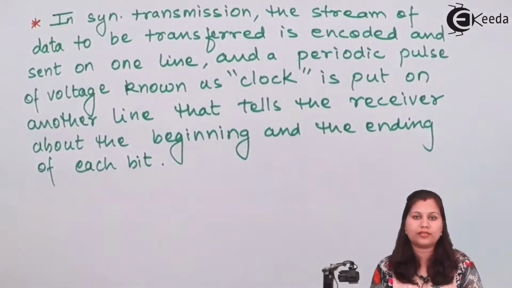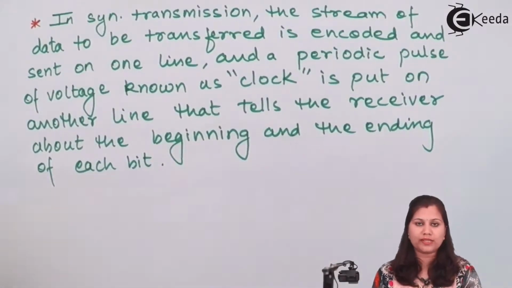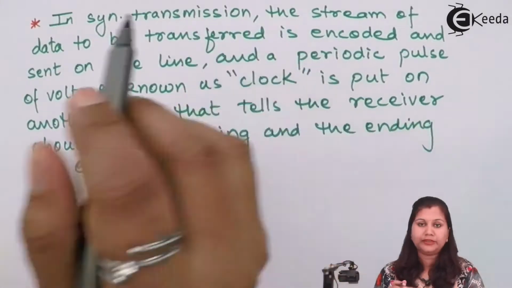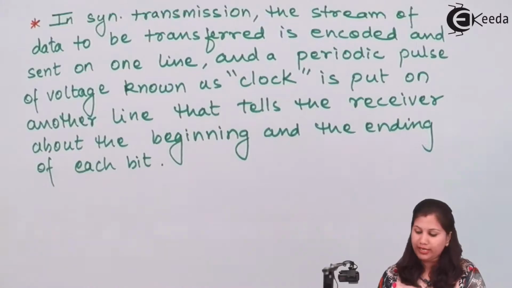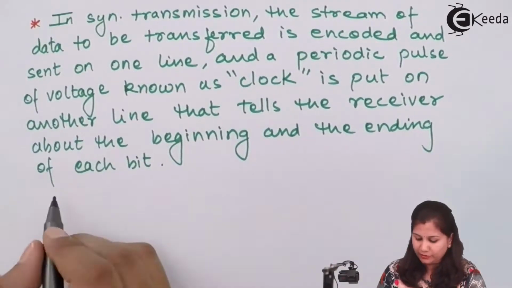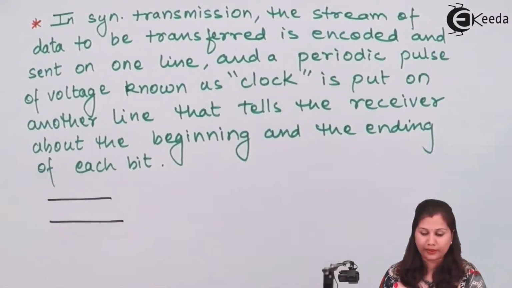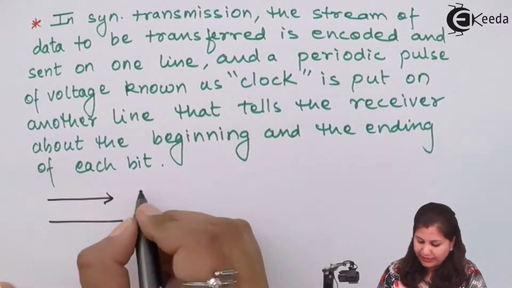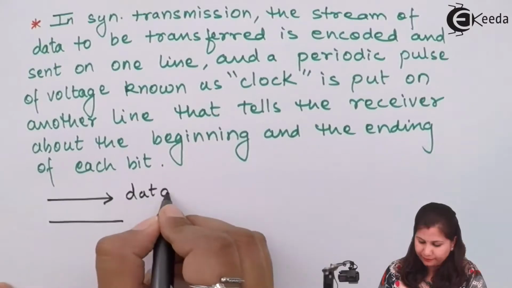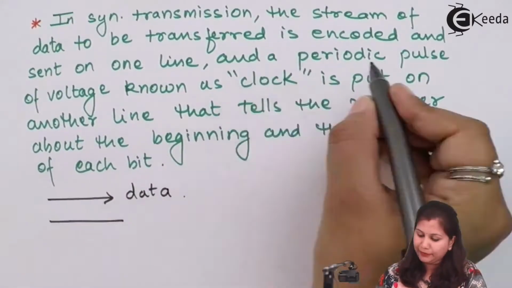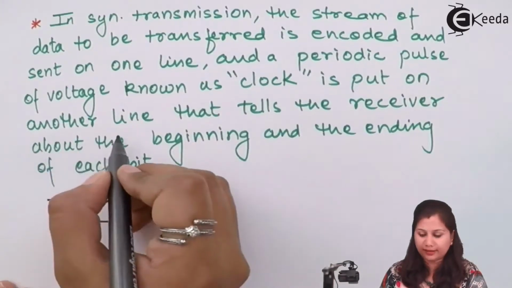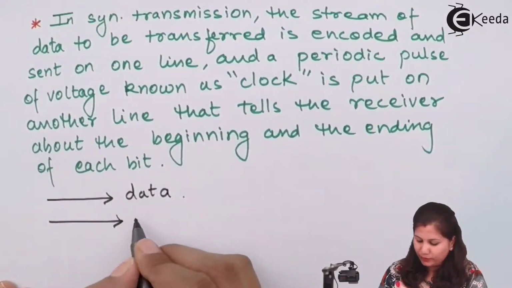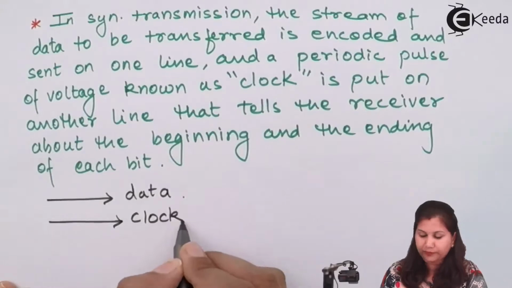So in synchronous transmission we use two signals, and the data that we want to transmit is encoded and sent on one line. Suppose these are the two lines. On one line we are sending the data, and a periodic pulse of voltage known as the clock is put on another line. So on the other line we are sending the clock.